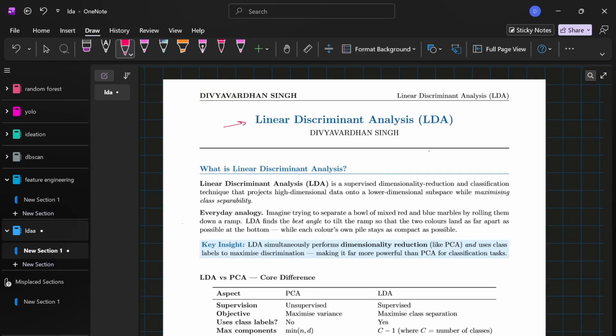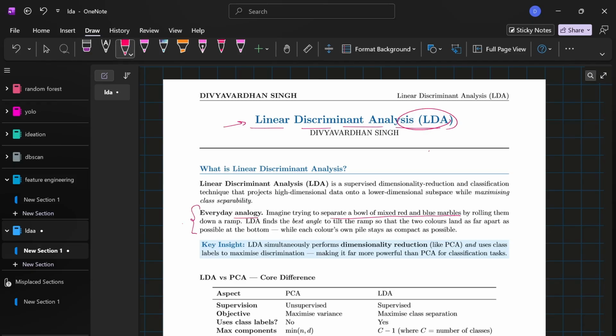Hello everyone. So today we are back with another technique, that is linear discriminant analysis, or LDA. If you've learned PCA already, then you say that okay, I know dimensional reduction, but LDA is going to change you. You're thinking about it. It does something that PCA cannot do.